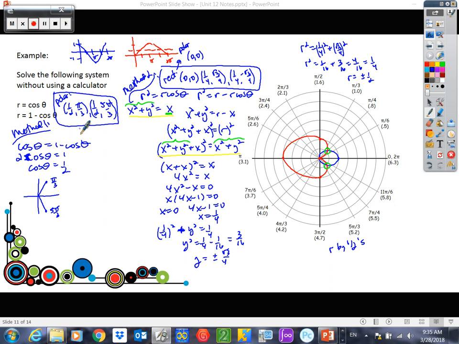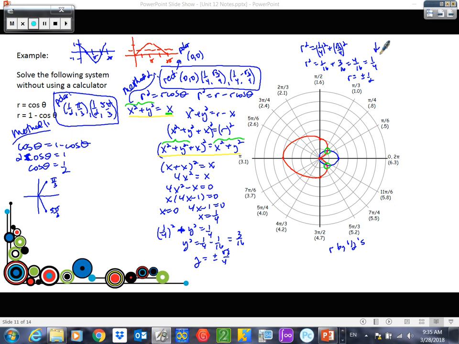Alright, so now let's do our theta. So tangent theta equals √3/4 over 1/4. So tangent theta equals √3. Let's see, where would tangent be √3? It would be √3 at pi over 3, right? And what? Pi over 3 and 4 pi over 3.